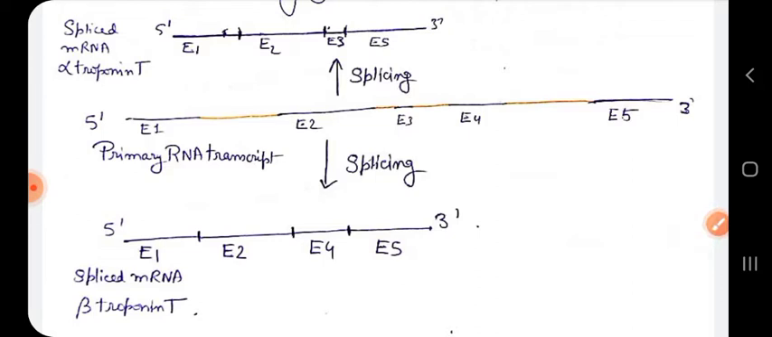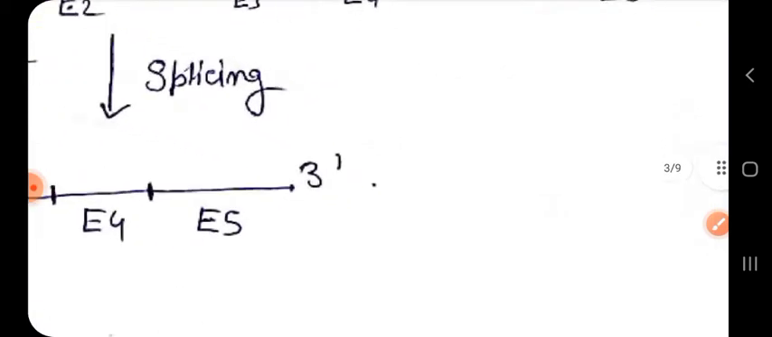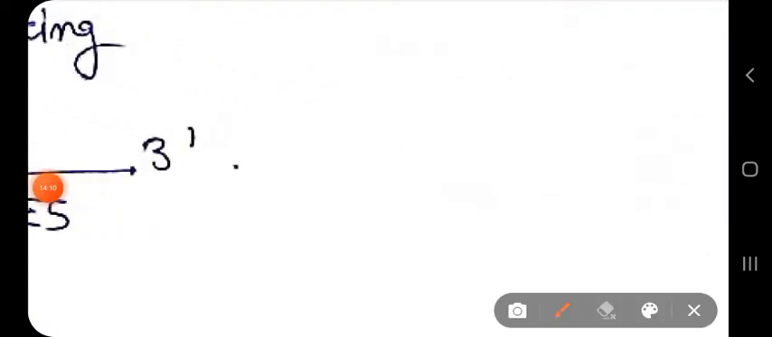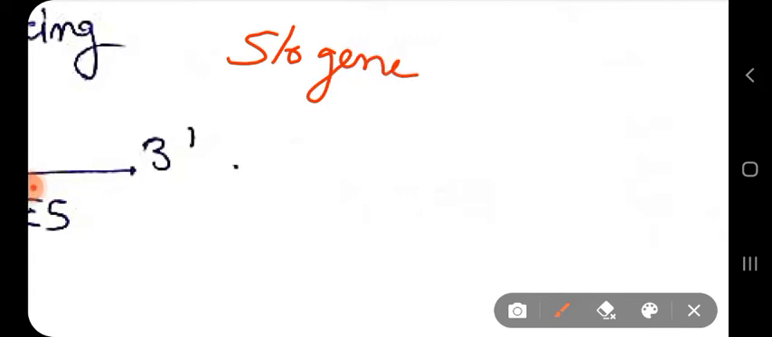Other examples are also there. For example, here it has not been written. The SLO gene, okay, the SLO gene. Now this SLO gene has many exons. It is spliced in many alternative ways to give hundreds and hundreds of variants.